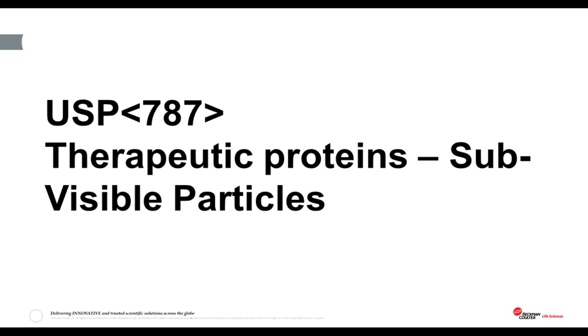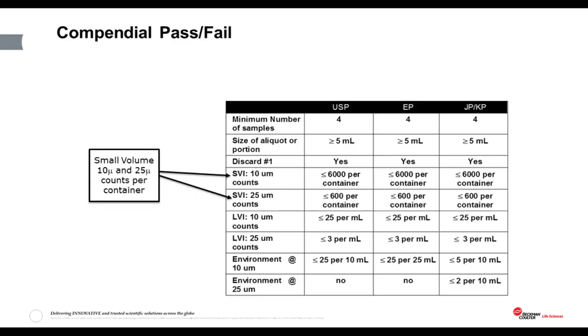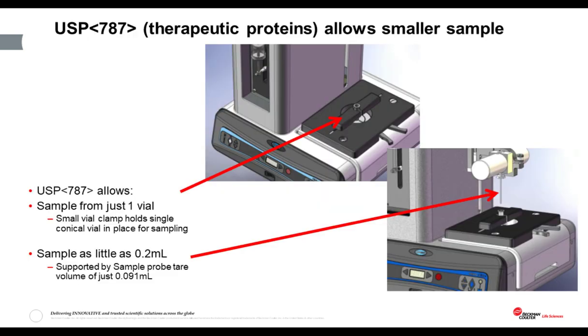So now let's take a look at the relatively new United States Chapter 787. Now this is designed specifically to provide a compendial method for testing subvisible particulate contamination in therapeutic proteins such as vaccines and any large molecule biologic drug. Now the pass-fail criteria for the 787 is the same as it is for 788. And the difference actually lies in the required compendial test method.